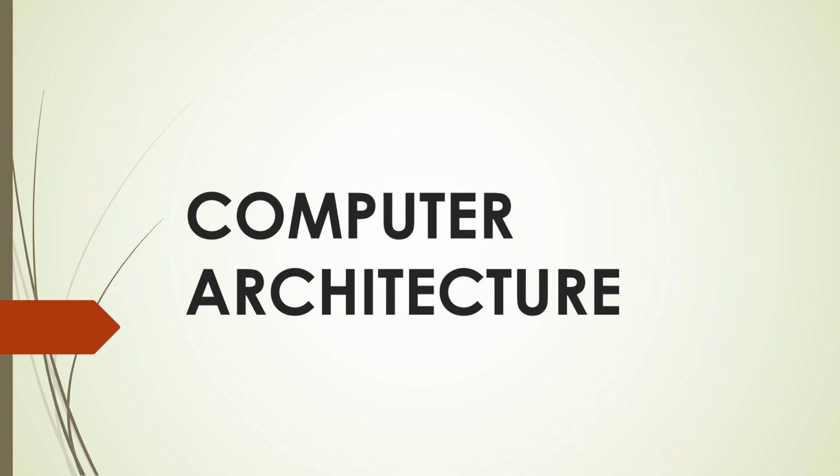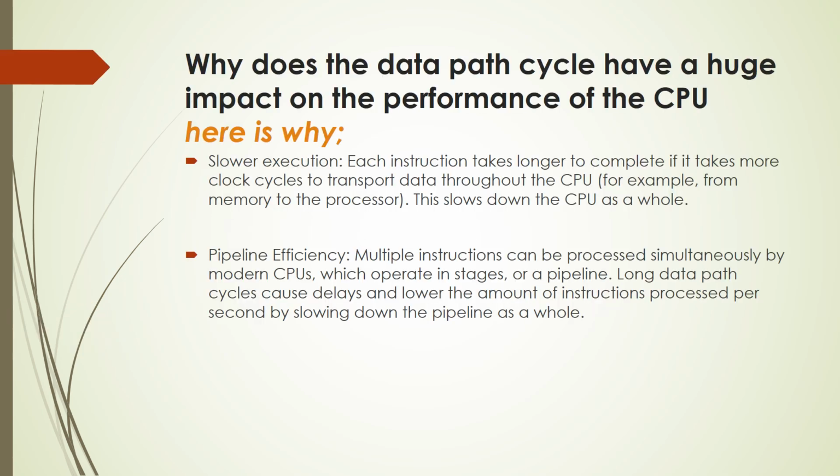Computer architecture, data path cycle. The question is, why does data path cycle have huge impact on the performance of the CPU? And here's why. Slower execution. Each instruction takes longer to complete if it takes more clock cycles to transport the data throughout the CPU, for example, from the memory or the register to the processor, which slows down the CPU.